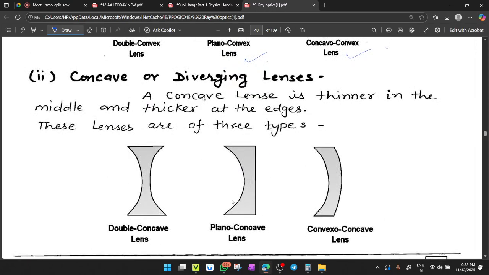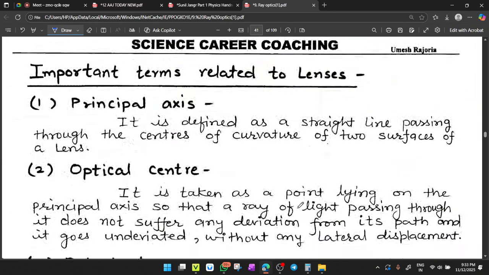Next, the concave or diverging lens. A concave lens is thinner at the middle and thicker at the outer side, at the edges. These lenses are of three types. This is called double concave, this is plano concave, and this is convexo concave. The main part is concave, and over that there is a convex surface. So this is called convexo concave.